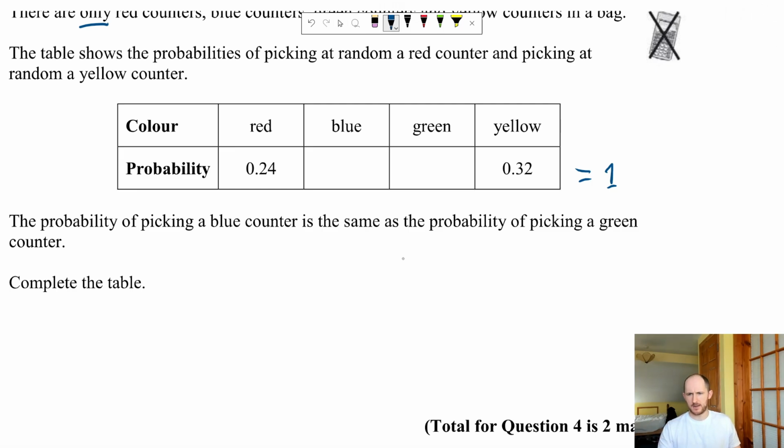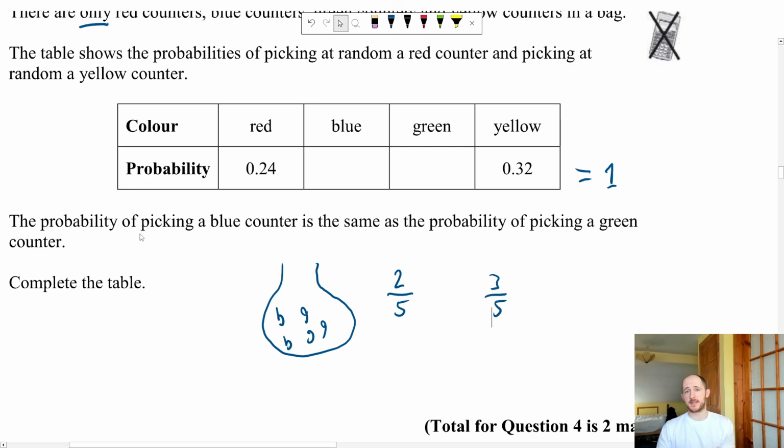Well, if I have this bag of counters, it's more like a flask, but whatever, where I have, let's say, 2 blues and let's say 3 greens, I don't know, for an example. How do you work out the probability of getting a blue? Well, you take the number of blues over the total number of counters. And then for green, that would be 3 over 5. So the only way for them to have the same probability is if there's the same number of blue and green counters.